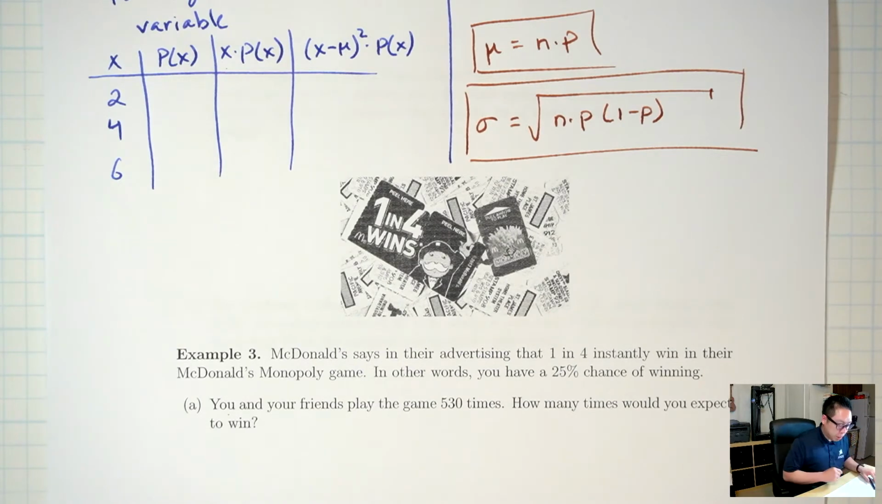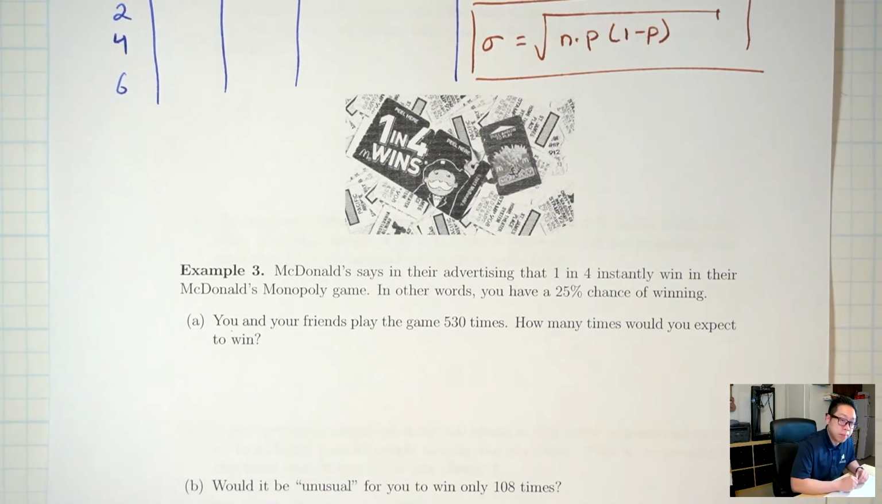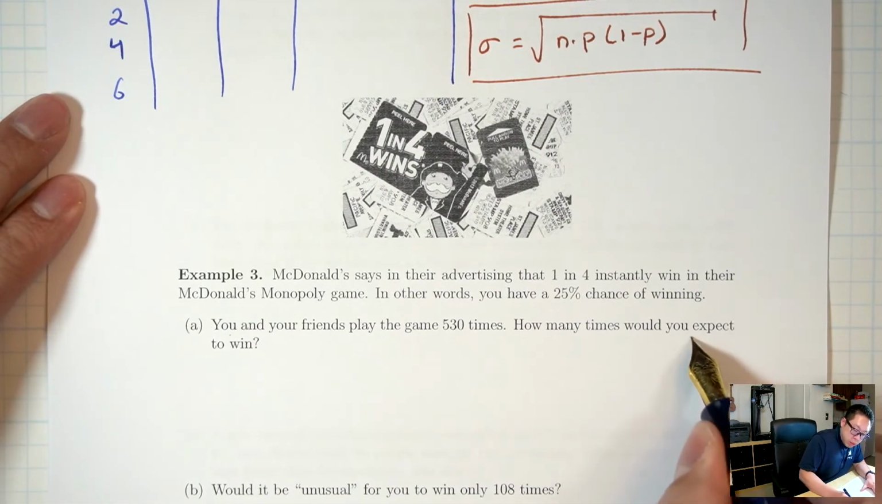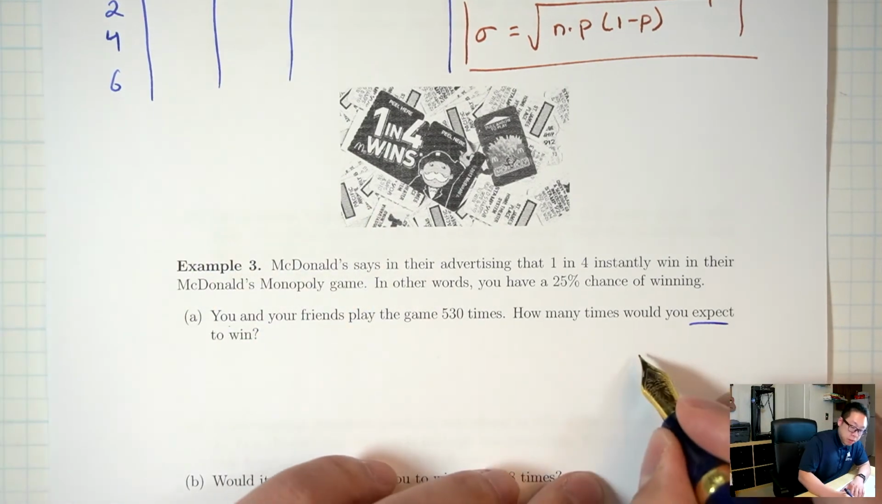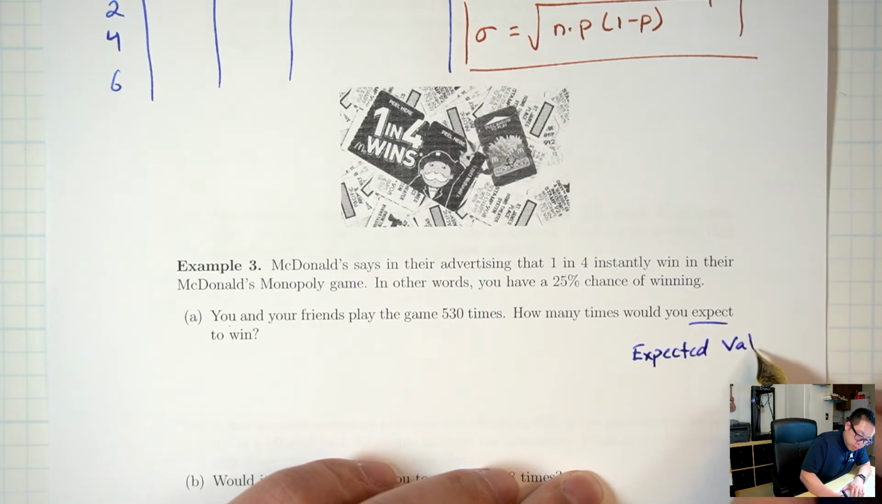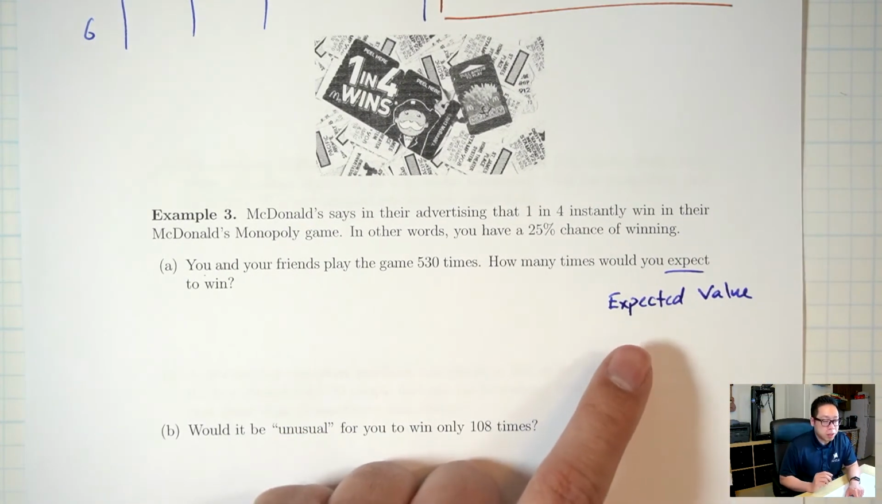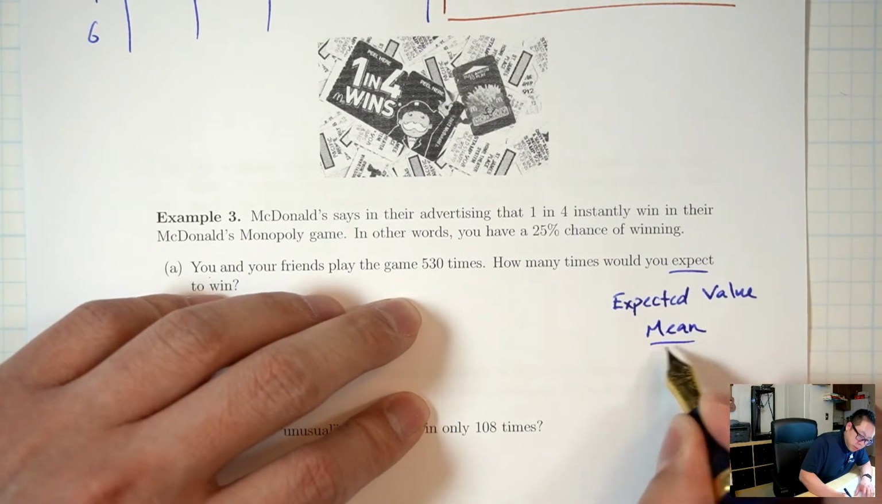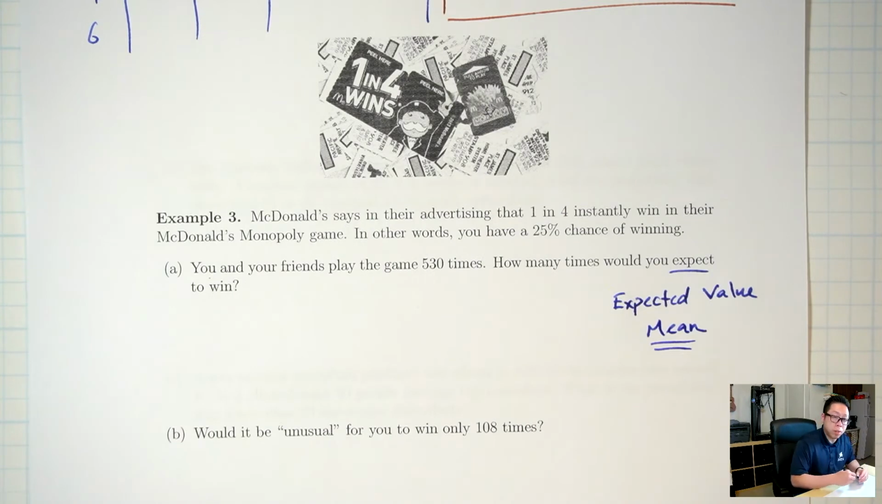All right, example 3. McDonald's has a Monopoly game where they advertise that 1 in 4 wins. In other words, you have a 25% chance of winning. So you and your friends play the game 530 times. The question is, how many times would you expect to win? Just like in the previous lecture, anytime you see the word expect, you should be thinking expected value. And expected value is just another word for the mean. So really this question is just asking for the mean.